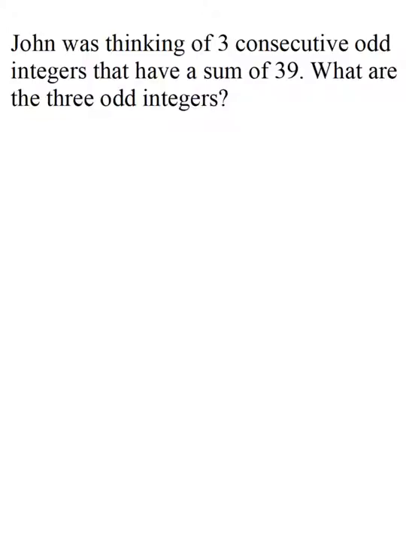Okay, so it says John was thinking of 3 consecutive odd integers. I'm going to stop and write out those expressions. I'm going to make the first integer my x. We always do that. Now the second odd number has to be 2 away from that first one because we're going to skip that even. So I say that one is x plus 2.